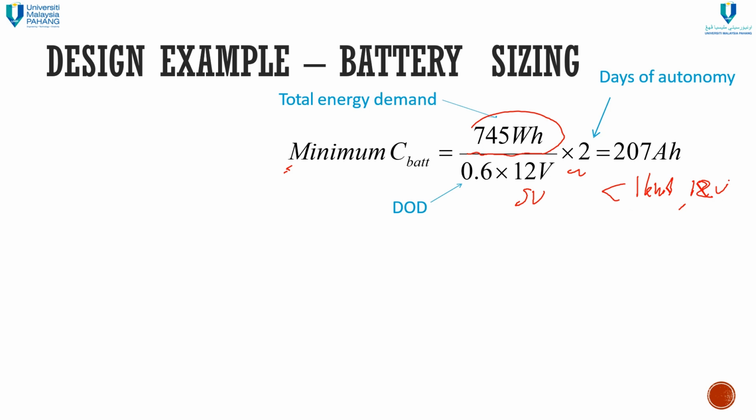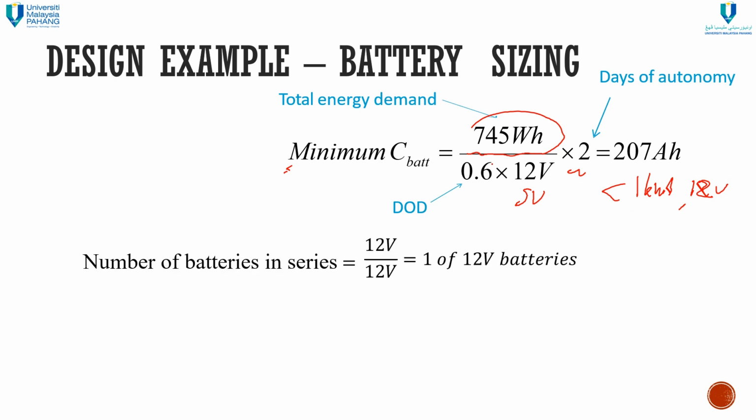12 volt is sufficient. And DOD here is 0.6. Then when we calculate, we get 207 Ah of capacity. Then the number of batteries in series, because system voltage is 12 volt and the battery uses 12 volt, we need only one 12 volt battery connected in series, because our energy requirement is less than 1 kilowatt hour. So the system voltage is enough with the 12 volt.